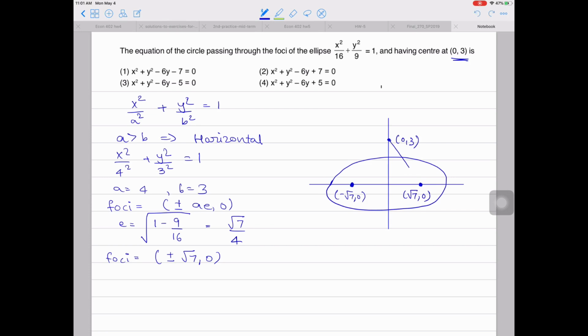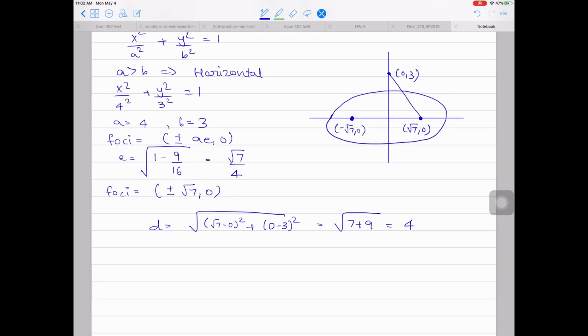then that is the radius. So the distance of that is square root of (root 7 minus 0) squared plus (0 minus 3) squared, which gives square root of 7 plus 9, which is square root of 16, which is 4. So the radius of the circle is 4.